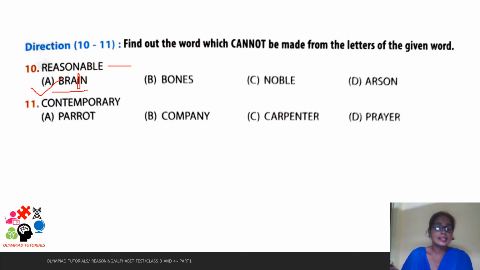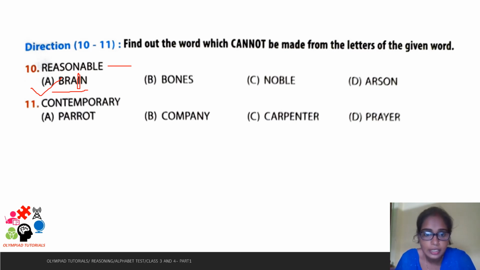Okay, next is the contemporary. Question number 11 is contemporary. You have 4 options, that is parrot, company, carpenter, and prayer. So now you have to see the repeated alphabets are also going to be there. Okay, so if you see parrot, this word can be made from the word contemporary.